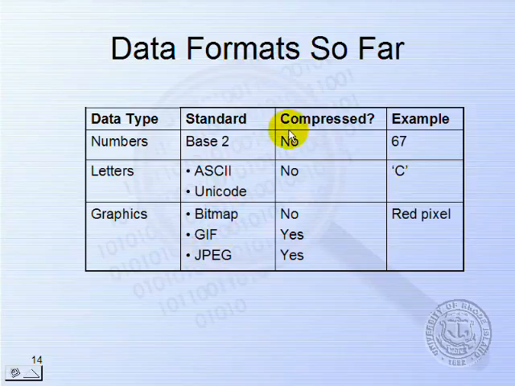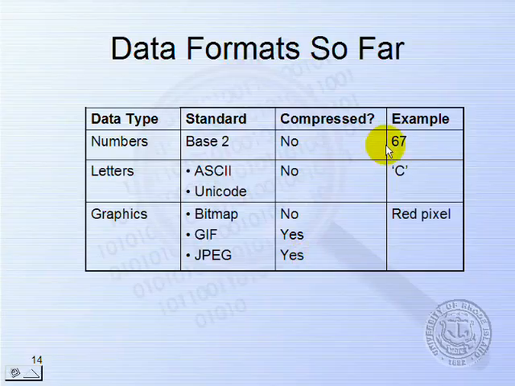Now, numbers are not compressed. ASCII and Unicode are not compressed. We also saw that bitmap is not compressed, meaning that for a bitmap graphic, every pixel is stored in a byte. But we did see that GIF and JPEG are compressed formats, meaning that when they store the GIF and JPEG images, they're storing patterns, not every pixel.